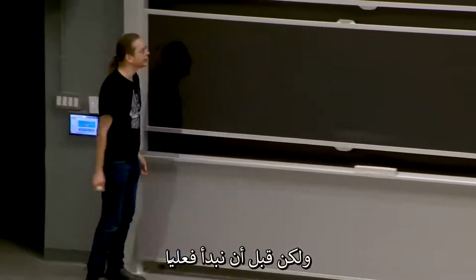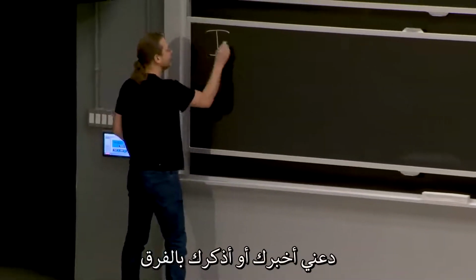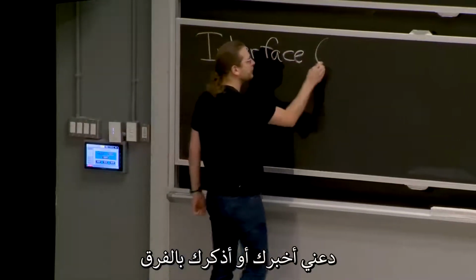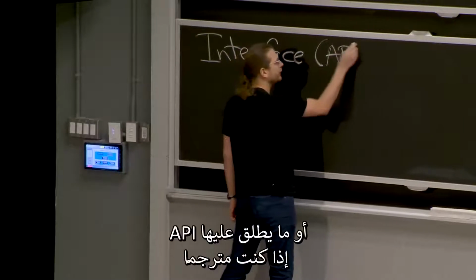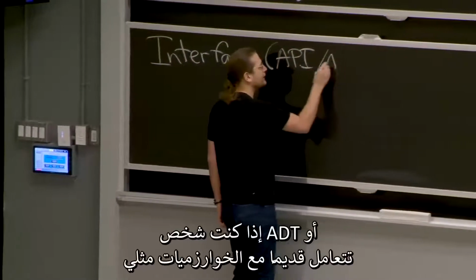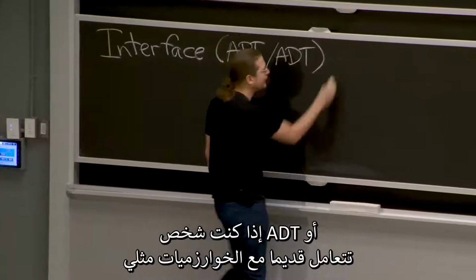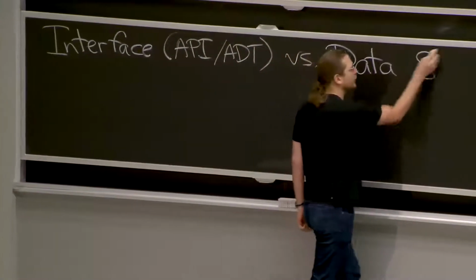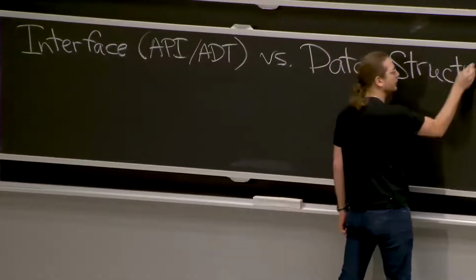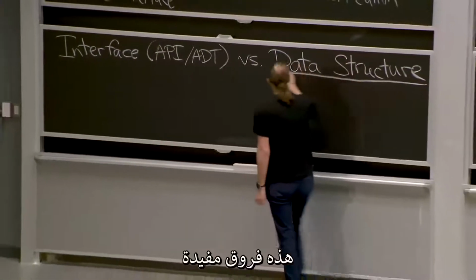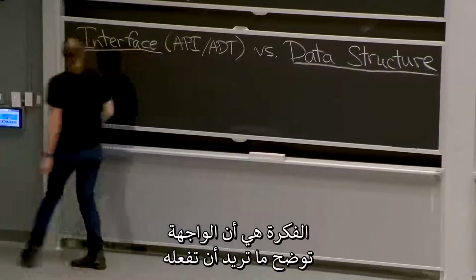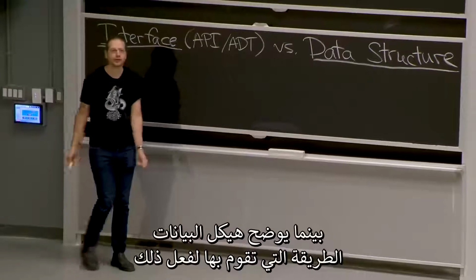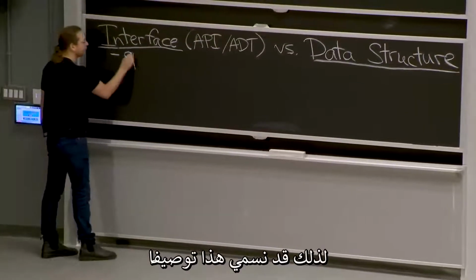But before we actually start with one, let me remind you of the difference between an interface, which you might call an API if you're a programmer, or an ADT if you're an ancient algorithms person like me, versus a data structure. These are useful distinctions. The idea is that an interface says what you want to do. A data structure says how you do it. So you might call this a specification.